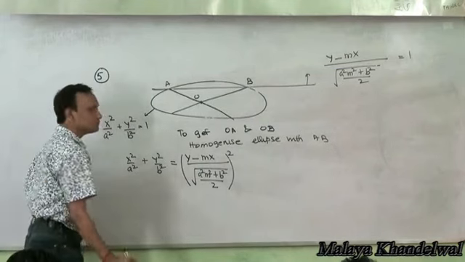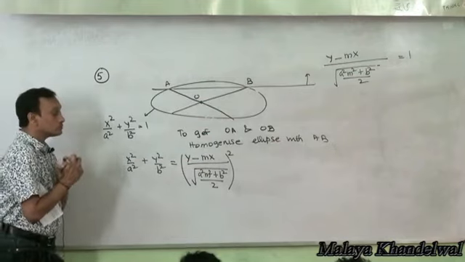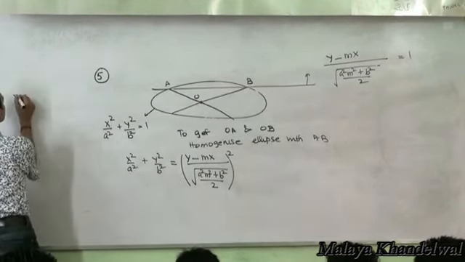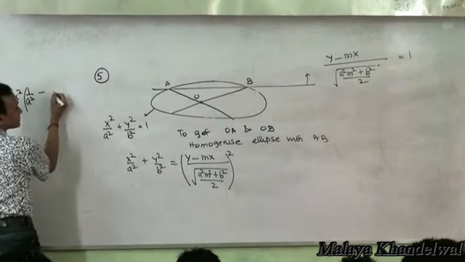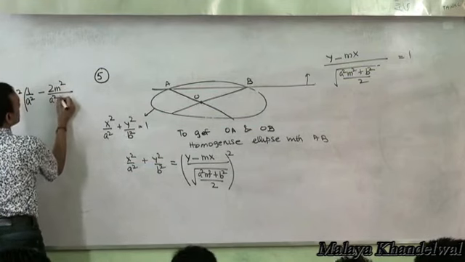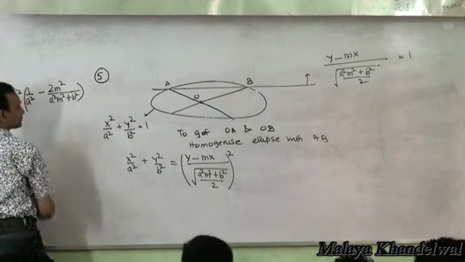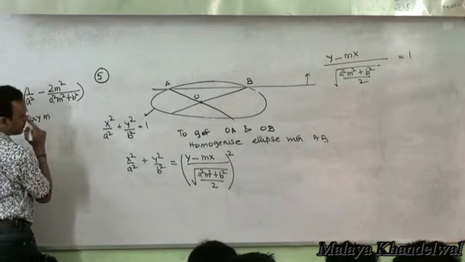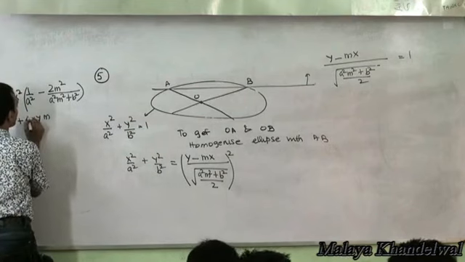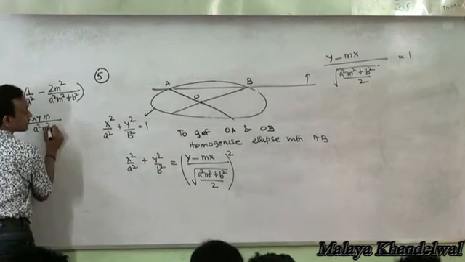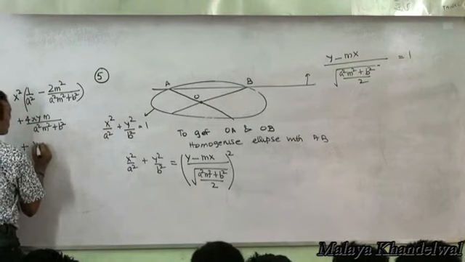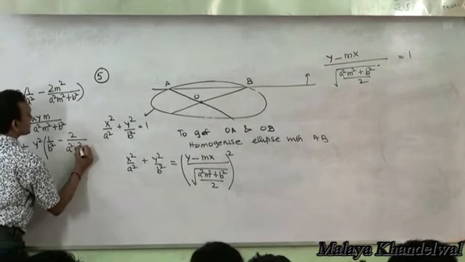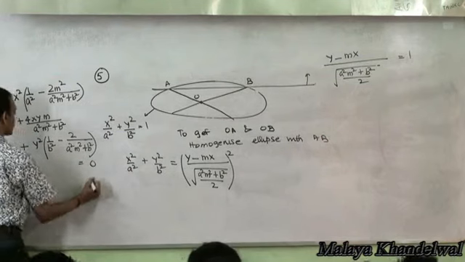Right? Now, if I collect terms here, what would I get? x squared into 1 by a squared minus 2m squared by (a squared m squared plus b squared), plus 2xym into 2, so 4, it does not matter though, this term, by (a squared m squared plus b squared), plus y squared into 1 by b squared minus 2 by (a squared m squared plus b squared), equal to 0. Right, that's what I get.